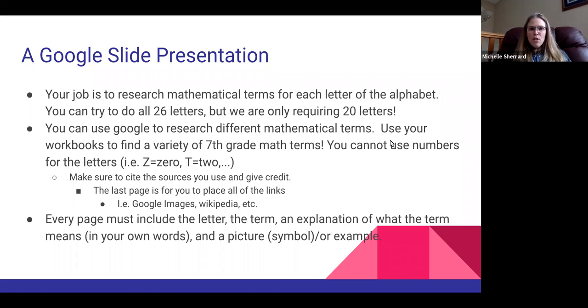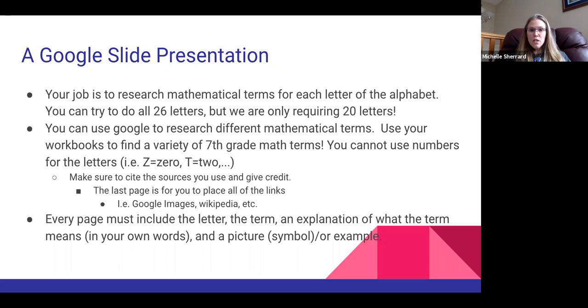You are going to be creating a Google Slides presentation, and I know you can read through this yourself, but I'm going to go through it. You are going to research mathematical terms for each letter of the alphabet. We are only requiring you to do 20 letters of the 26, but if you want to shoot for all 26, we would love to see it. Use words that you know already, but for some that you don't, research, find out some new words, learn some new math words, build that mathematical vocabulary.